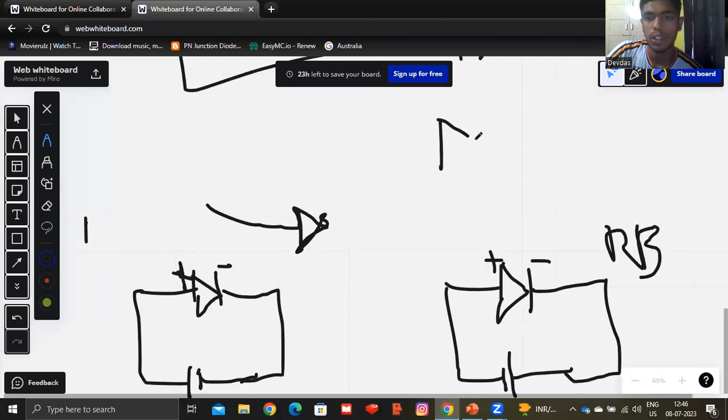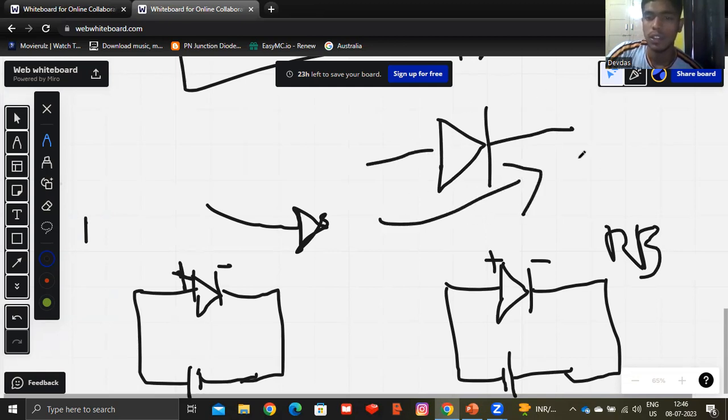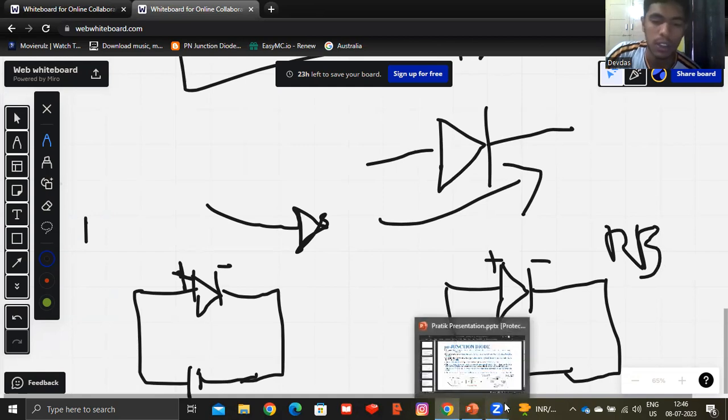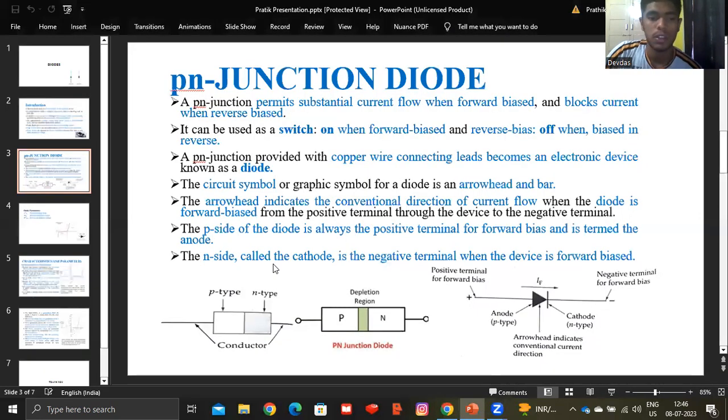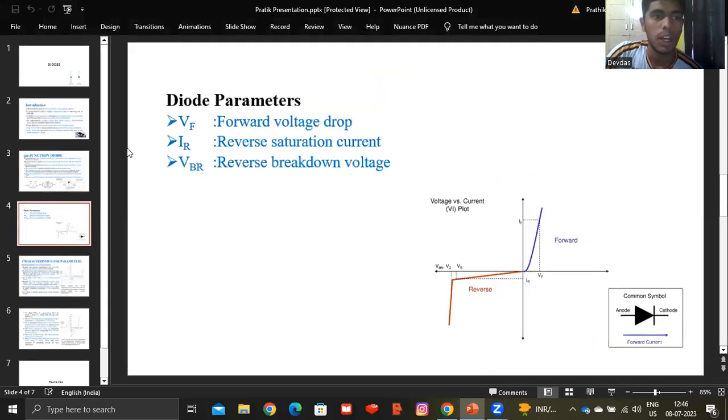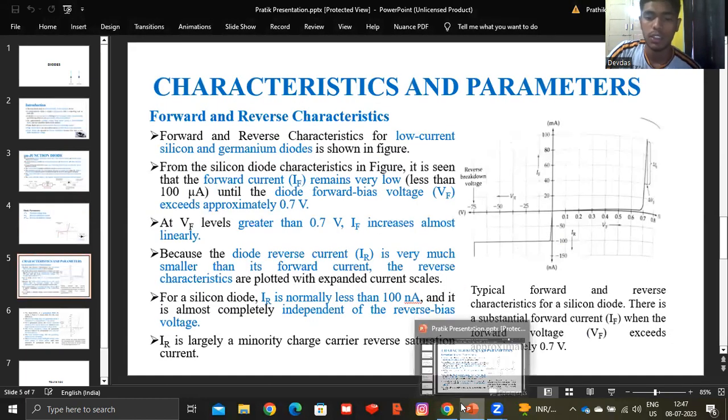And in a diode, this arrow mark represents the direction of current flow. So let's move on further. I need you guys to remember these parameters, which I'm going to explain later in the video. VF is the forward voltage drop, IR is the reverse saturation current, or the current which flows in the circuit when reverse biased, and then there is the reverse breakdown voltage. So, characteristics.